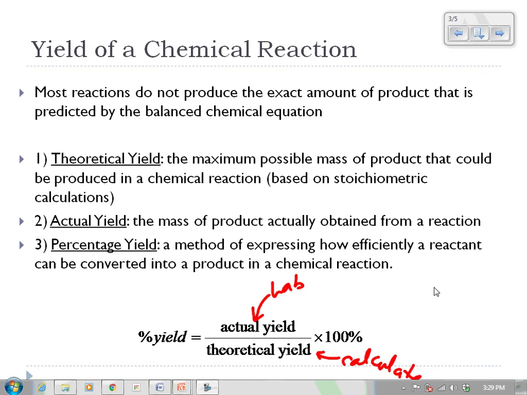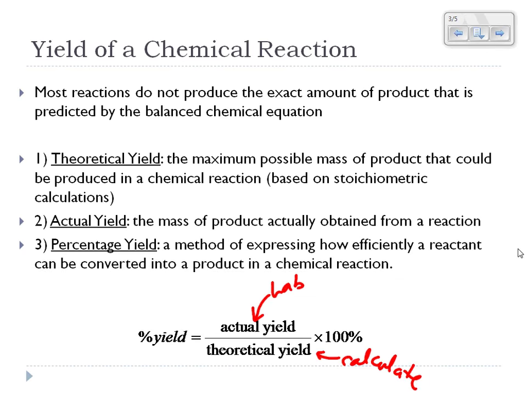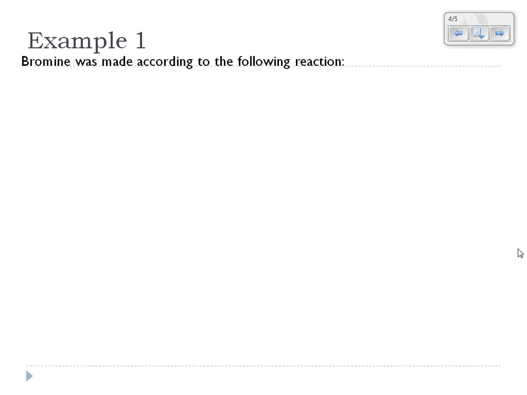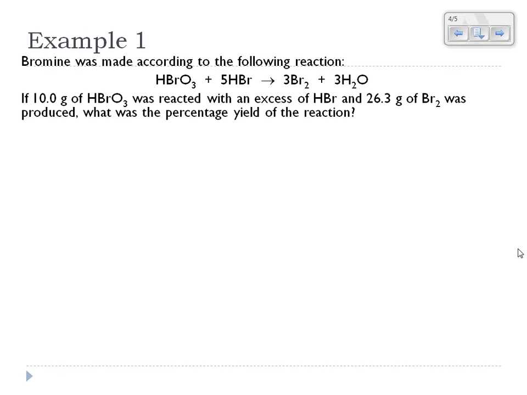It's a pretty straightforward calculation, but let's go through it step by step just to make sure you've got it. So example number one, bromine was made according to this following reaction. So I've got HBrO3 plus 5HBr gives you 3Br2 and 3H2O. So it's very nice and gave you your balanced chemical equation here. If 10 grams of HBrO3 was reacted with an excess of HBr and 26.3 grams of Br2 was produced, what was the percentage yield of the reaction?